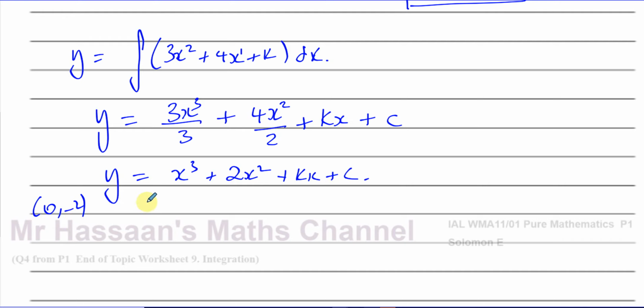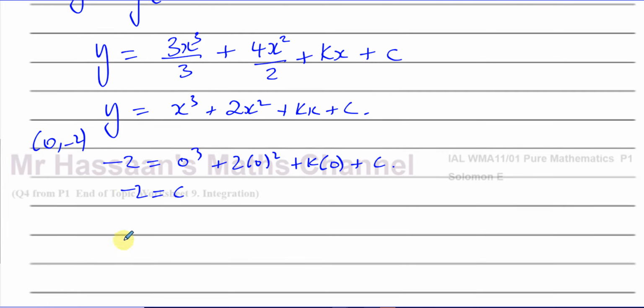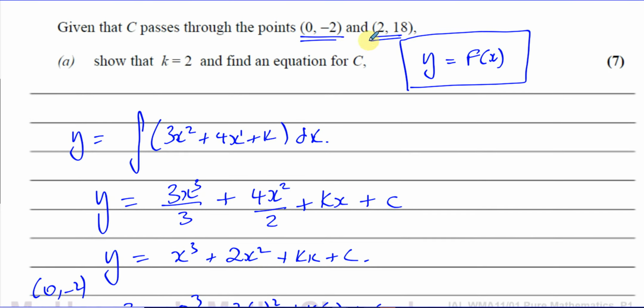But if you want to be sure, you can put -2 equals 0 cubed plus 2 times 0 squared plus k times 0 plus c. And you see all of these become 0. You're left with c equals -2. So far in the equation we have y equals x cubed plus 2x squared plus kx minus 2. Now we're left to find what k is. So we can use the other point that they gave us, which is (2, 18).